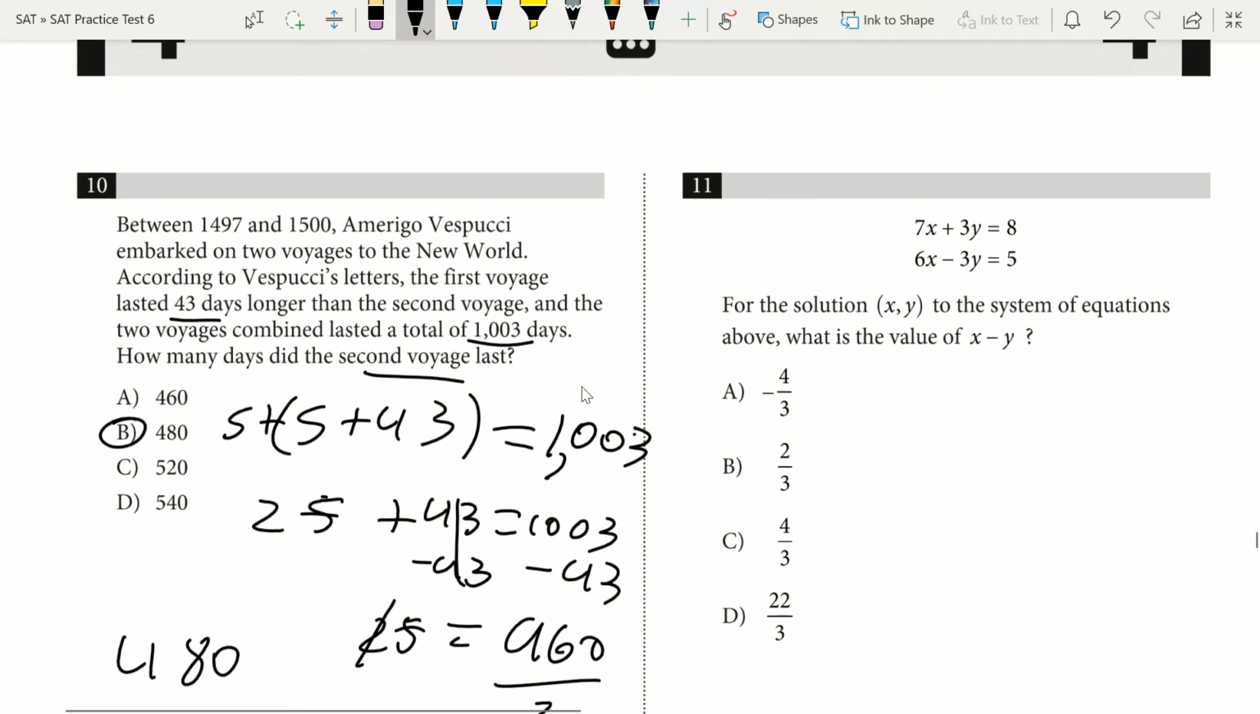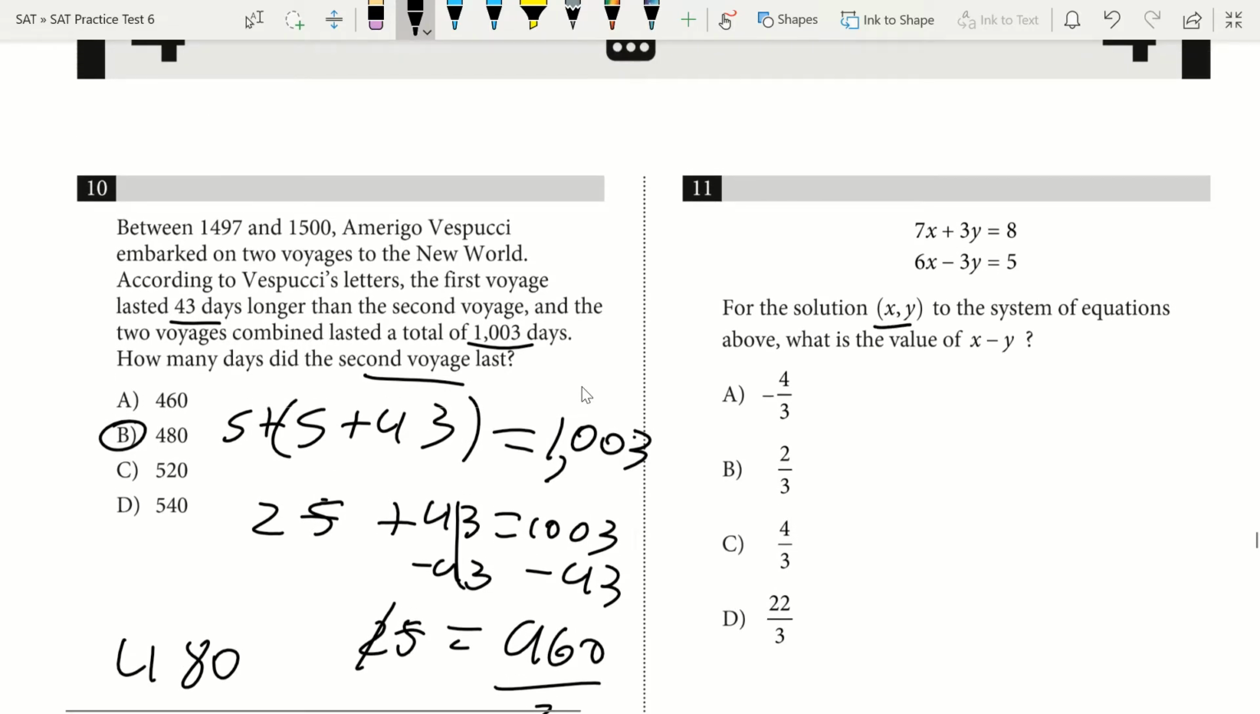All right, question 11. For the solution x, y to the system of equations above, what's the value of x minus y? I see I have 3y and then negative 3y right there. So if I add these 2 equations together, I'll get 7x plus 6x, which is 13x. And then I have 3y plus negative 3y, so that's 3y minus 3y, which is 0. And then I have 8 plus 5, which is 13. I divide each side by 13, and I get x equals 1.